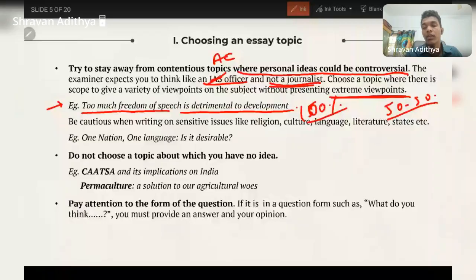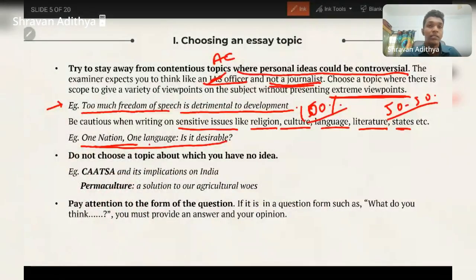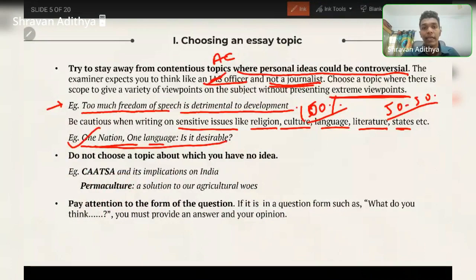Be cautious also when writing on sensitive issues like religion, culture, language, literature, states, etc. For example, if you have an essay like "One nation, one language: is it desirable?", they are testing whether you have a balanced opinion or not. Do you think one nation, one language is desirable for India? That is definitely not desirable. We have unity in diversity. We have different languages, each with their own history, and people see their language as a part of their culture. So it is not feasible to have one language for India. You have to structure your essay and write your points in such a manner. You cannot just accept completely that this is good, or completely that this is bad.